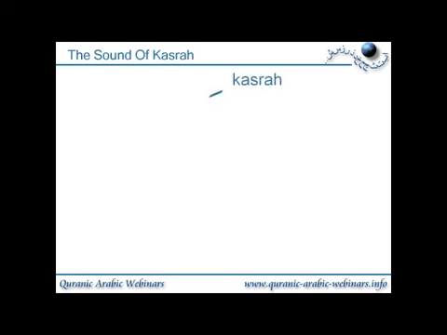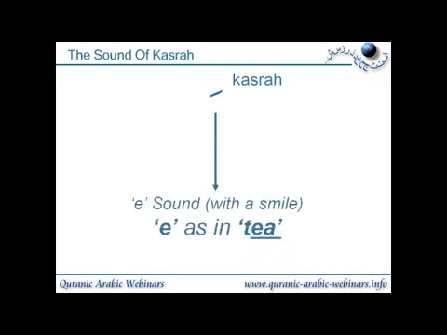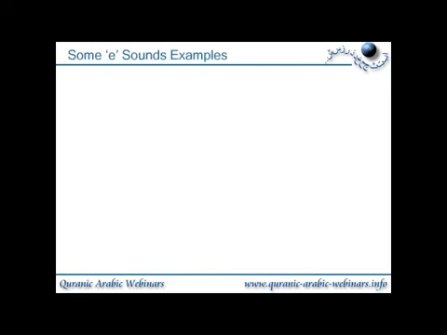So remember, the Kasrah is a small line drawn underneath the letters, and it will give the sound of E to the letters. And generally, when you make the sound of E, you can try to do a small smile. The E sound is equivalent to the E sound in the English word tea. So if you say tea, you should be automatically smiling. Some examples of the E sound.